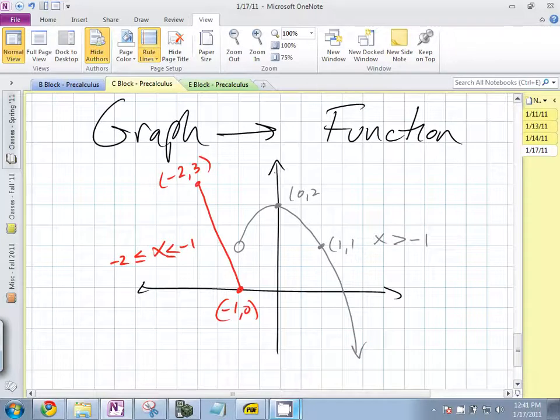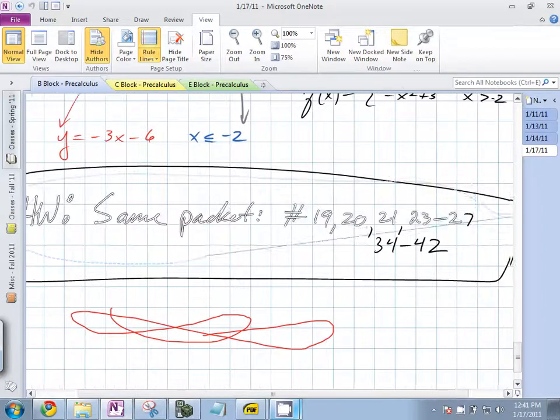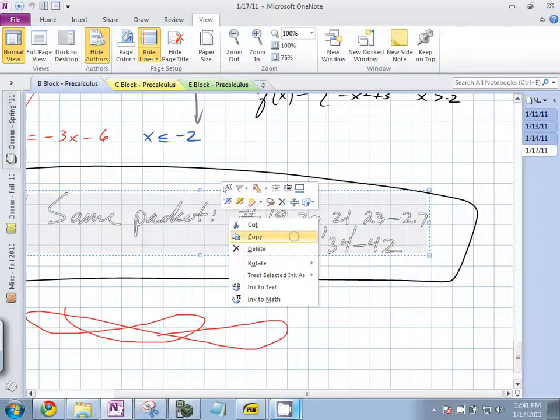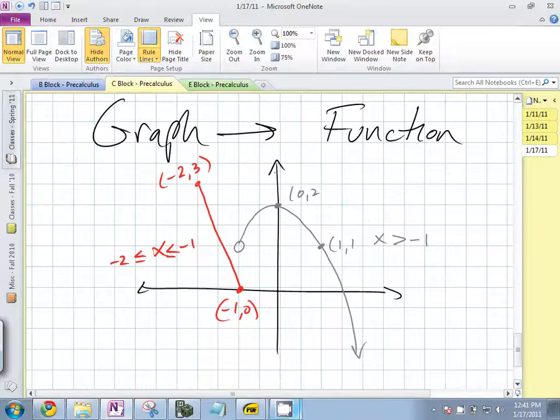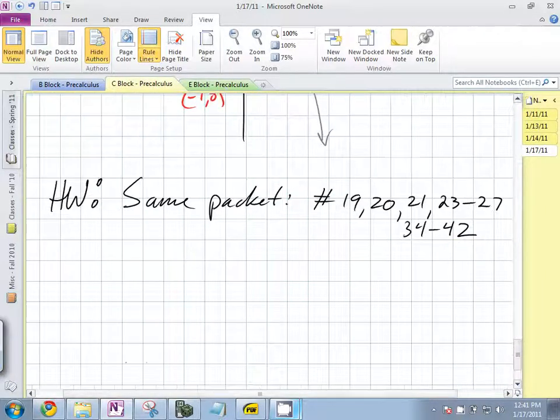Your homework tonight is from your packet. It is right here. Don't open the door quite yet. They can wait. Your homework is right there. Right there.